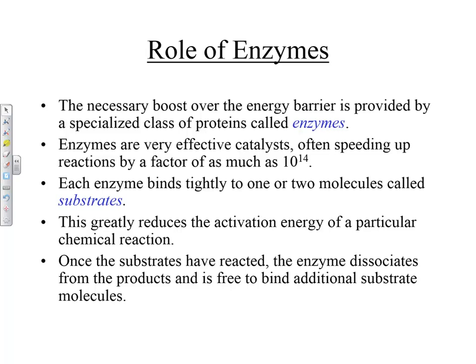Each enzyme binds tightly to one or two molecules that are called substrates. Once the enzyme binds the substrates, this greatly reduces the activation energy of a particular chemical reaction. The reaction can take place. Once the substrates have reacted, the enzyme will dissociate from the products and it is free to bind additional substrate molecules. Because as you know, a catalyst doesn't get used up. It is going to make the reaction take place, it's freed up, and it can be used again.